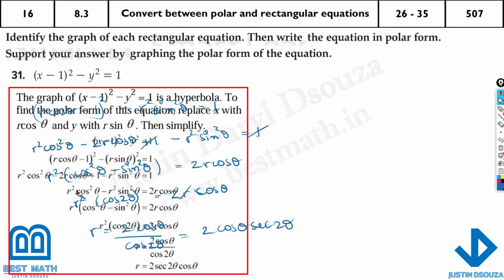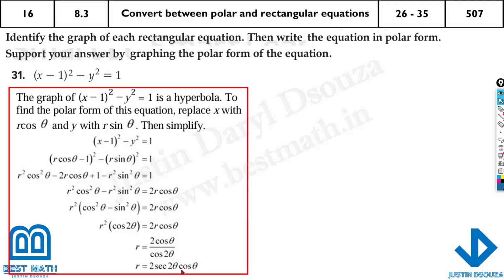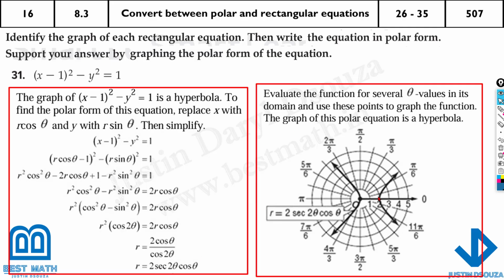You can see the identity that was used. Cosine square minus sine square is cos 2 theta. That is important. And then we get over here. You can write cosine theta into cos 2 theta. It's up to you. You can write whichever first. Cosine first and then secant. That's fine. And this will be the graph.